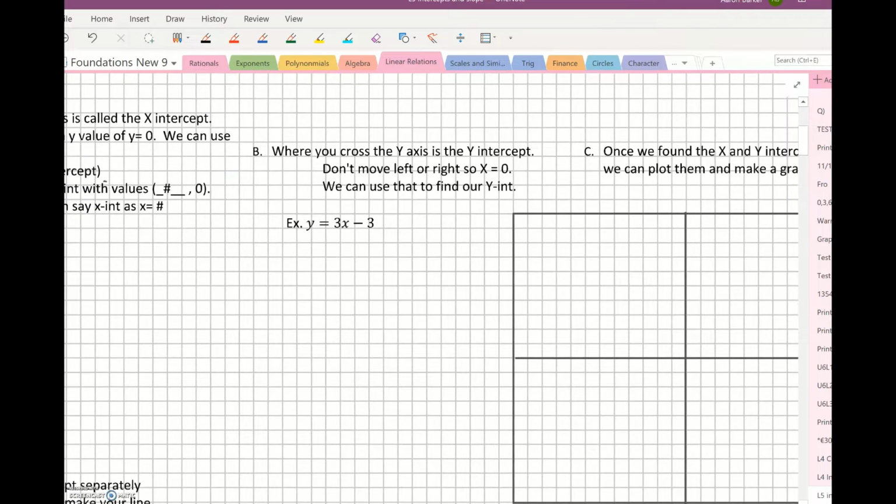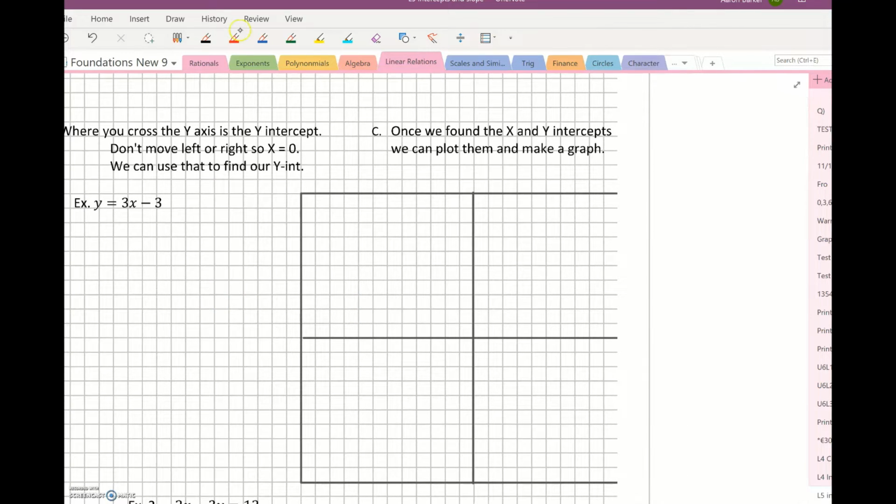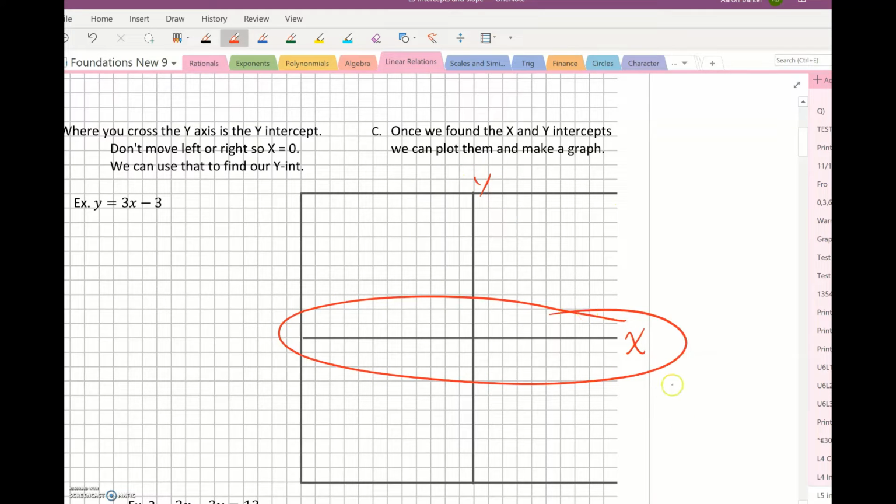So here we have our axis. Just to review, this is our x right here, and this is our y right there. So when we cross this line, that is our x-intercept. When we cross this line is our y-intercept.